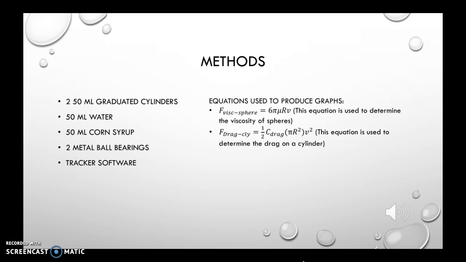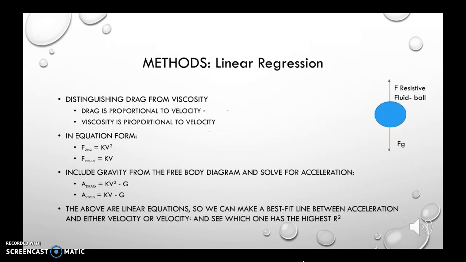The equations used to produce the graphs are listed below. One of the major parts of our experiment was deciding whether drag or viscosity was acting on the ball bearings more. An easy way to do that is with these equations, solving for acceleration, graphing acceleration versus velocity or velocity squared, and seeing which r squared value is higher.